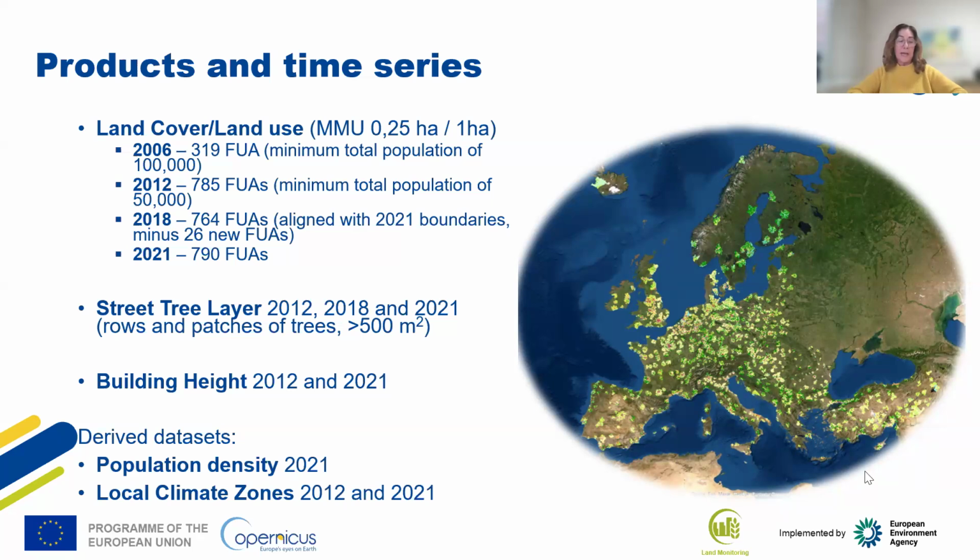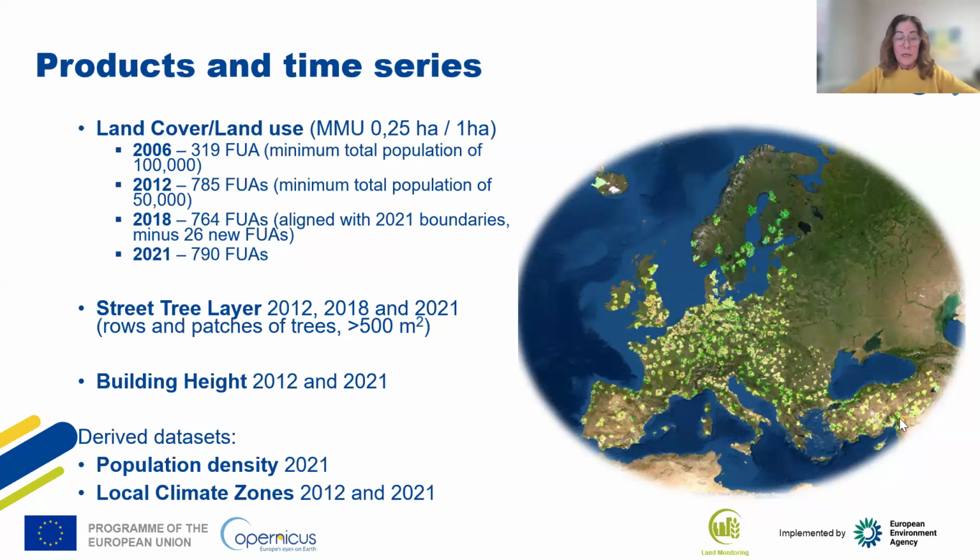And we also have building height, block height, providing height information with a spatial resolution of 10 meters in core urban areas. It's a raster dataset. Additionally, we are also adding to the Urban Atlas polygons population density for 2021. This is the work being done by the Joint Research Center.